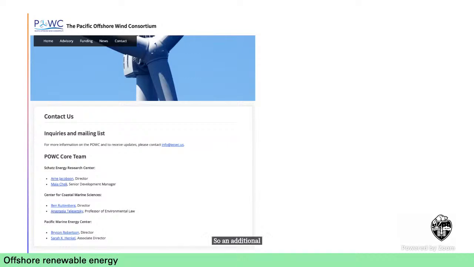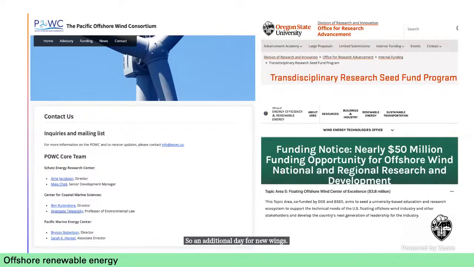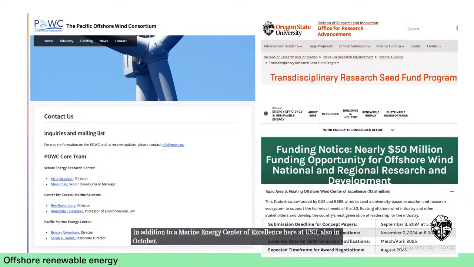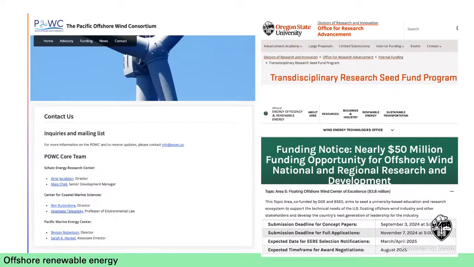In addition to wind, we got some seed funds to submit a center of excellence proposal. Hopefully after we submit that on November 7th, which is really soon, we'll be in the running to have a Marine Energy Center of Excellence here at OSU.